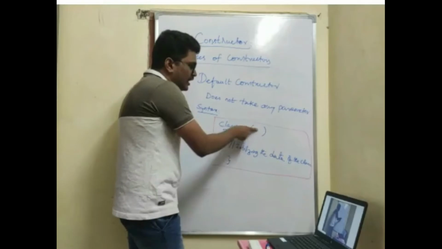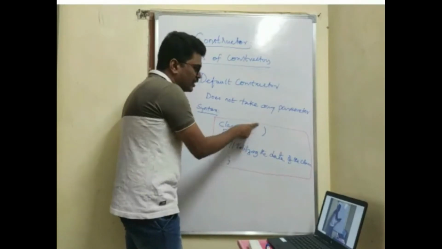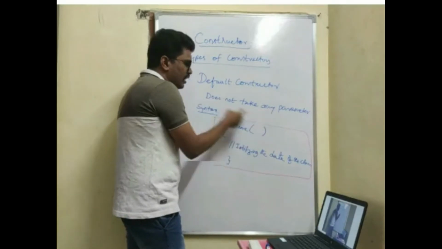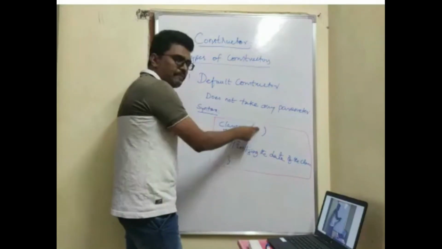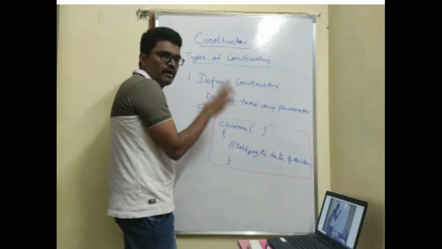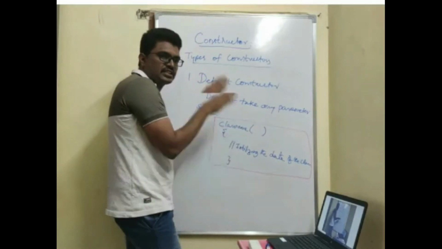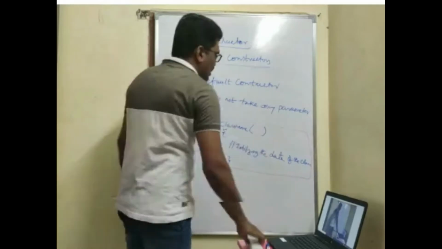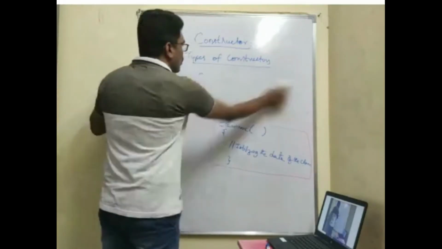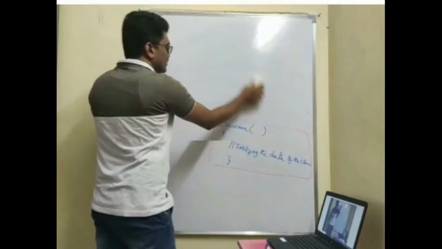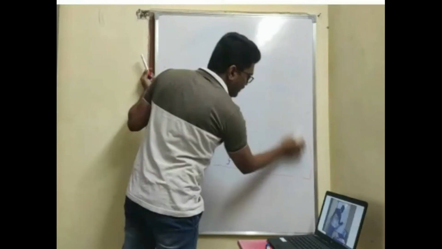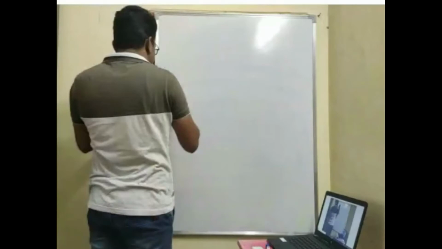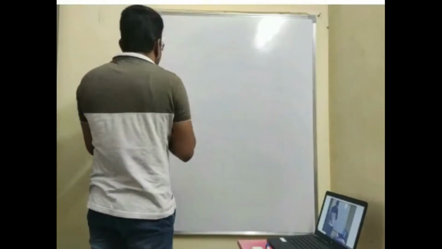It does not take any parameters, meaning here we don't have any parameters. This is where we pass parameters. Default constructor will not take any parameters. That is the main property of default constructor. Rest of the three rules will be satisfied by your default constructor. So now we'll see an example of a default constructor, a simple example.